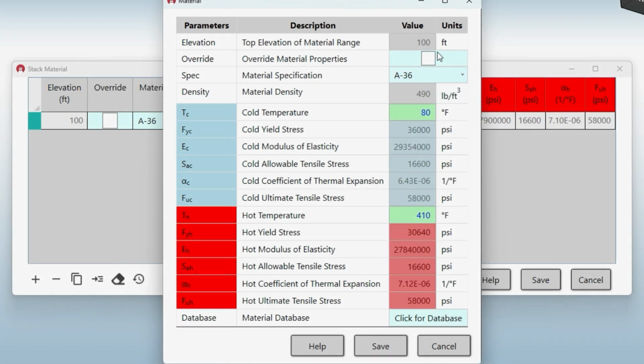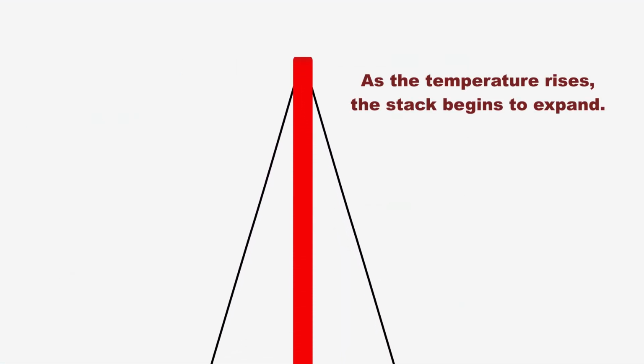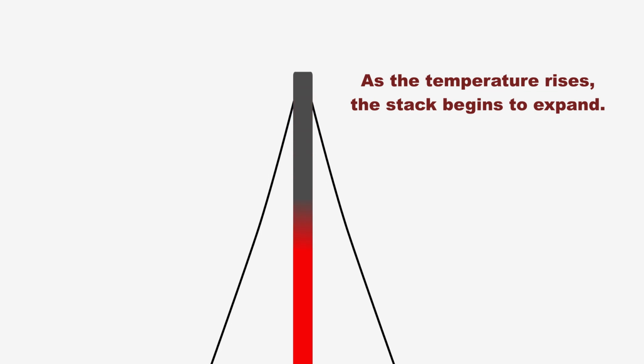After specifying the material, then we enter the cold or ambient temperature and the hot design temperature. We enter these temperatures for two reasons. First, it is used to calculate thermal expansion of the stack, which can be a significant factor when considering a guy wire supported stack.